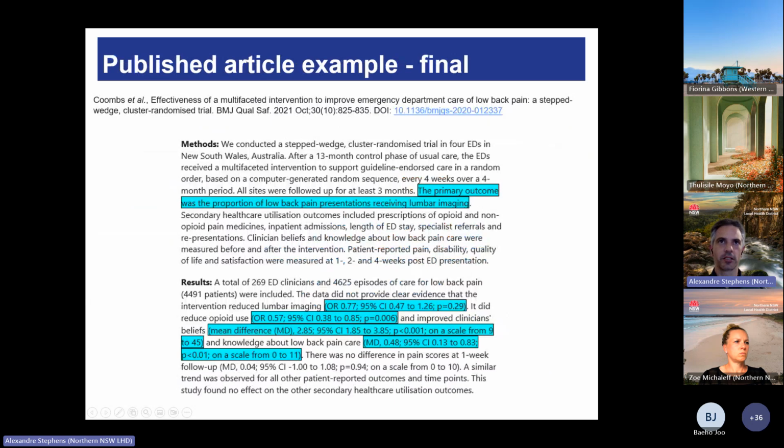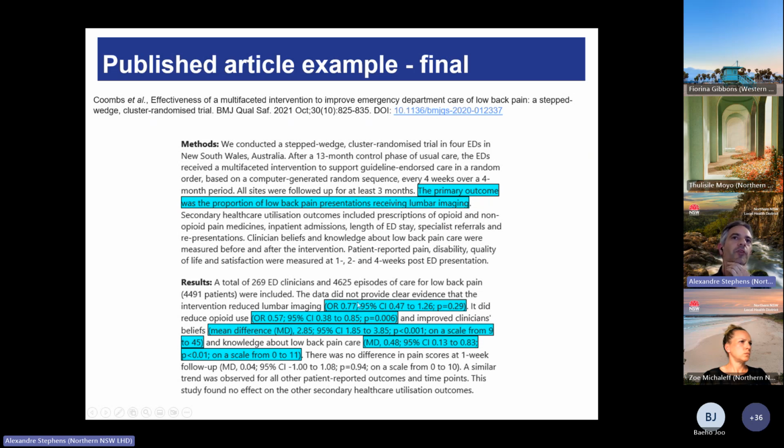So we're nearly done. I know this has probably been a heavy session. We're going to go through one final example, and this is a good one because it contains a mixture of outcome variables that are quantitative and qualitative. This particular study is on the effectiveness of a multifaceted intervention to improve emergency department care of low back pain. This was a stepped wedge cluster randomized controlled trial. The primary outcome was the proportion of low back pain presentations receiving lumbar imaging, but they had a number of other useful secondary outcome variables, which we'll explore in the results.